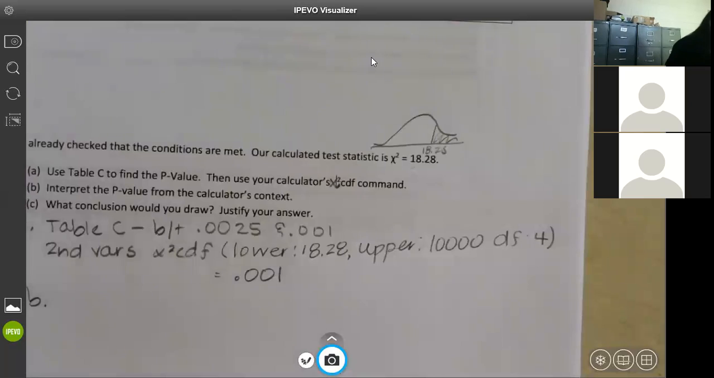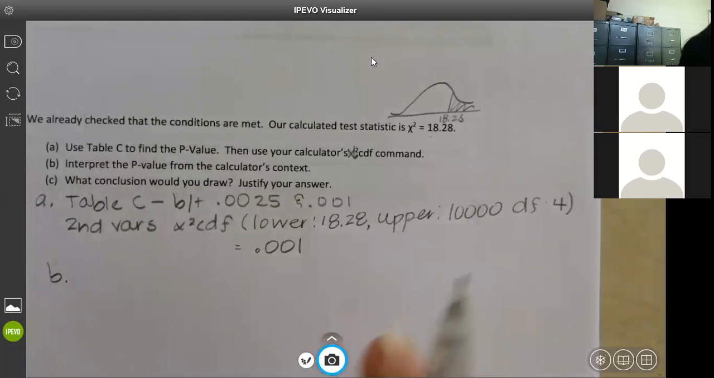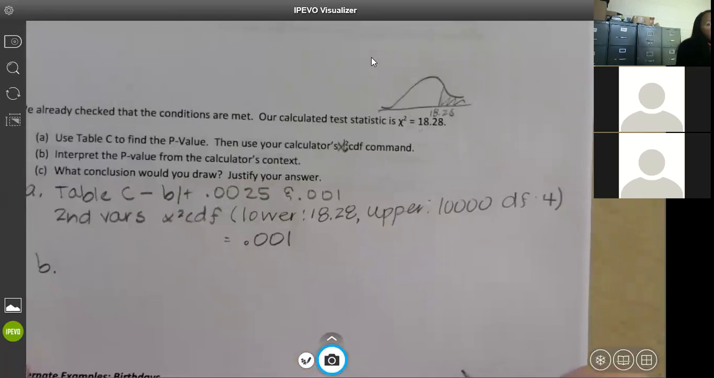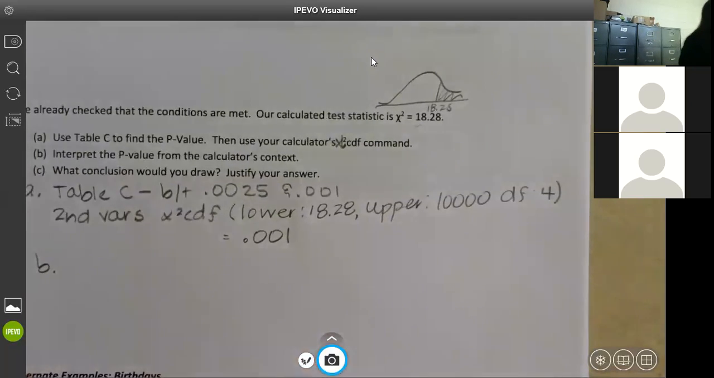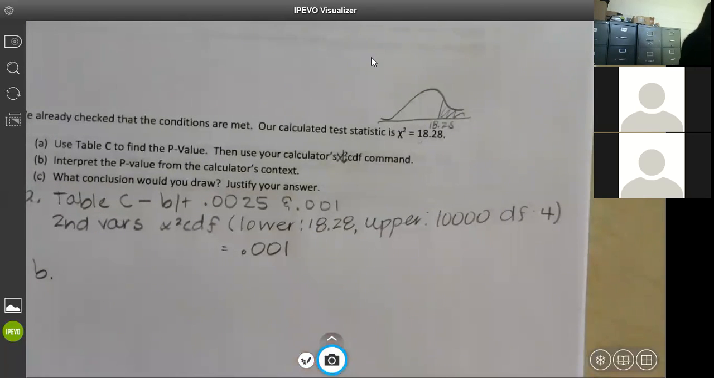B, how do we interpret the p-value? You did this on your test. I'm not sure why you're not talking. Y'all don't know how to interpret p-value? Sure. Okay, the only thing that you need to remember, and most of you did it when you did your test, and I don't think I counted off for this time, but this right here.